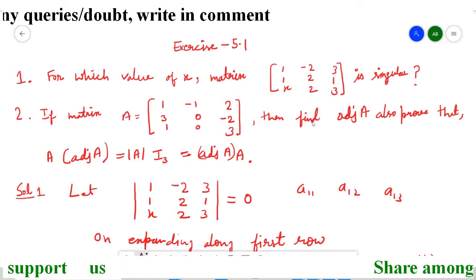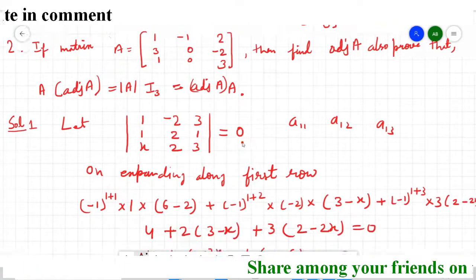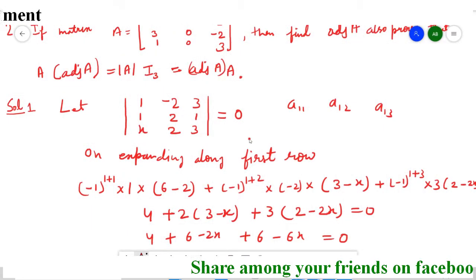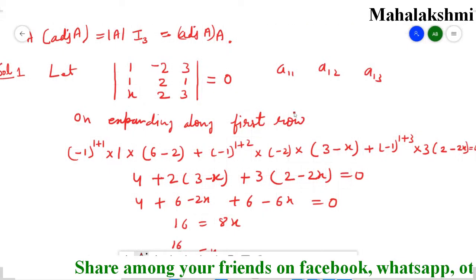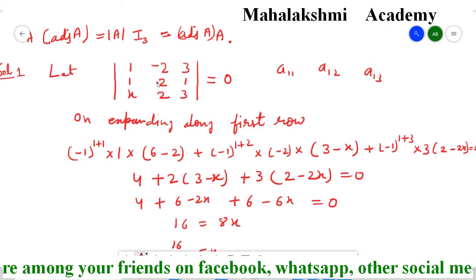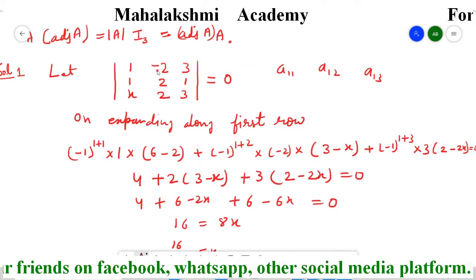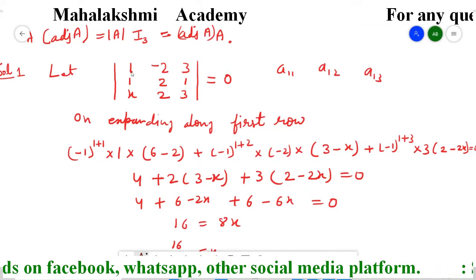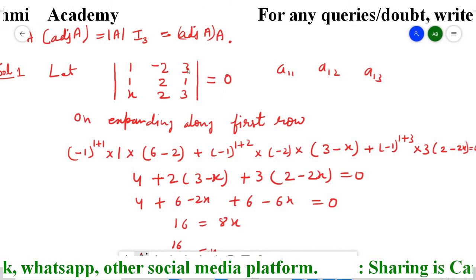To solve this question, we will assume that the determinant is 0. After assuming it, we will expand it along the first row and then solve for x. When we start to expand along the first row, first we must know the places of these elements. This is our first row. So this element's place is going to be a11, this is a12 and this one is a13.